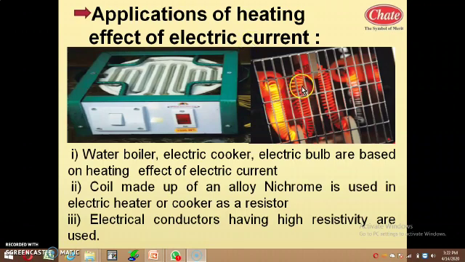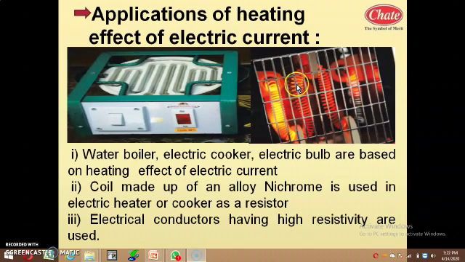For example, here you are observing the heating coil, that is in an electric cooker. Here the length is increased by making the wire in coil form. As the length increases, resistance increases. Also, by increasing the resistivity, the resistance of the material can be increased.